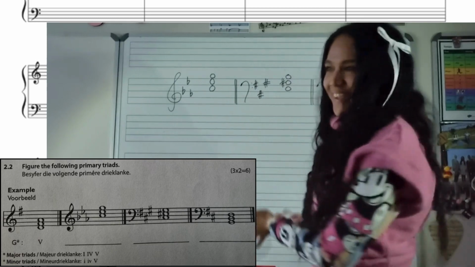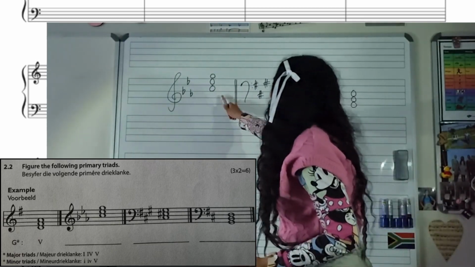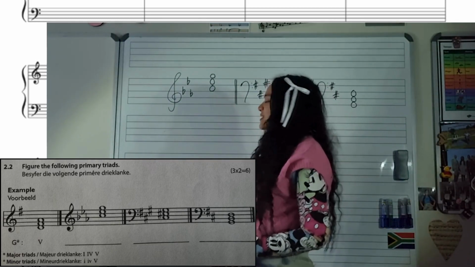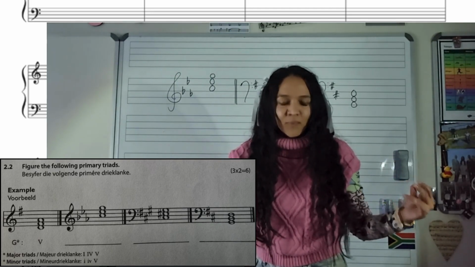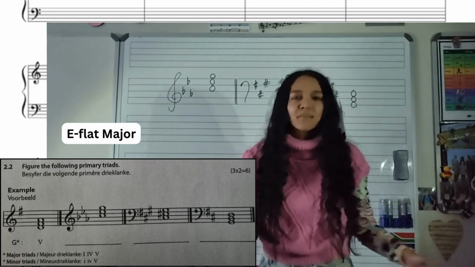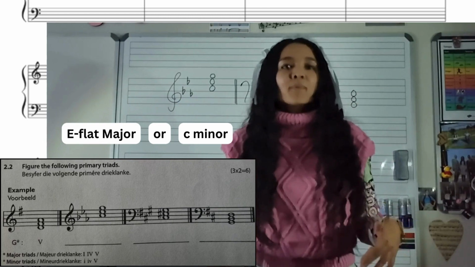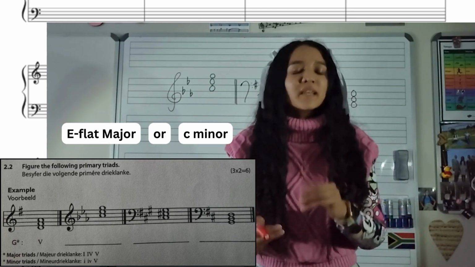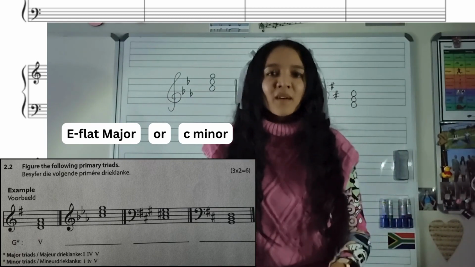So we're going to go ahead and fill this out. First things first, they give us a key with 3 flats. So off the bat, we are just supposed to already know our options. It could either be E flat major or C minor. So what we're going to do is always assume in the beginning, always start working with the major.